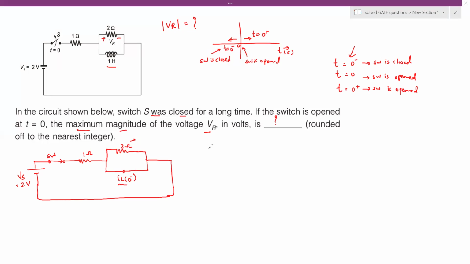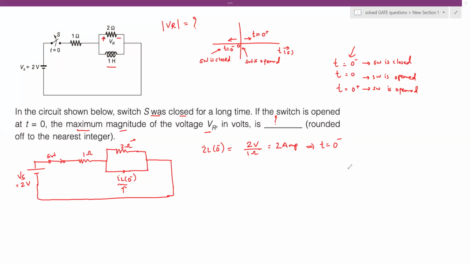So obviously the current IL of 0 minus, the current in the circuit that we can find out, will be voltage divided by the total resistance, that is 1 ohm. That comes out to be 2 amperes. 2 amperes is the IL of 0 minus current. That is the current flowing through the circuit, and which is the current flowing through the inductor. Now this is the case when t equal to 0 minus.